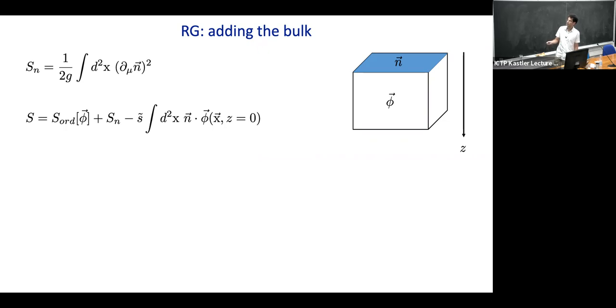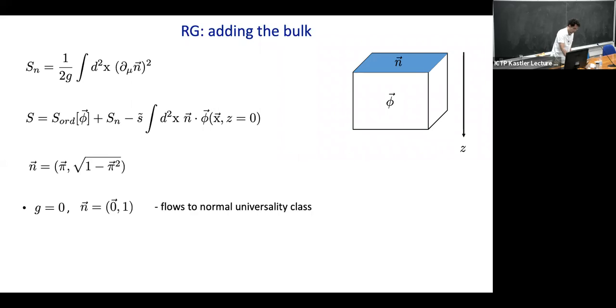And finally, there will be some coupling between the order parameter n in the top layer and the boundary field of the remaining system. So that's this coupling. And let's work around the fixed point with g equal to zero. So it's a weak coupling. And let's actually begin by just freezing the fluctuations of this surface order parameter.